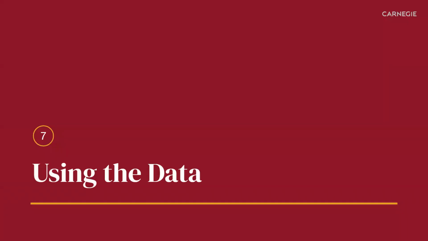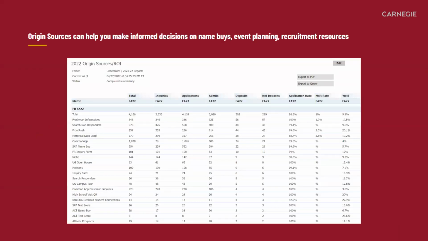So you have all this data. How are you going to use it? Origin. We looked at the student record and we saw how in the bottom right corner, you can see the origin sources for individual students. And that's great. You can see a snapshot, a picture of where that student came from and see their story. But where origin sources really shine is when you use that data in the aggregate.